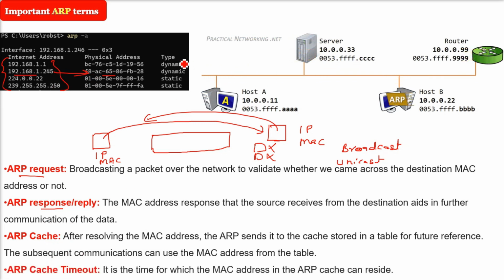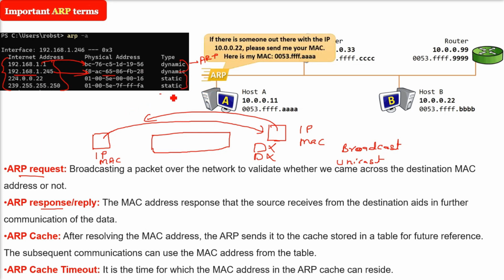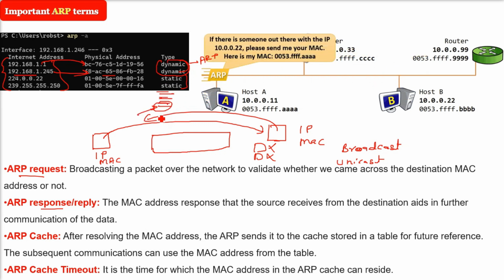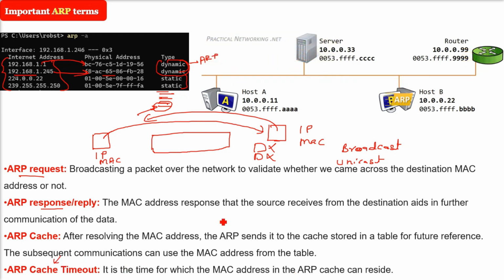Finally, there are multiple dynamic messages here, and at one time it will be too much, so they have to be deleted. How do we delete this dynamic mapping or the cache content? It is the time for which the MAC address in the ARP cache can reside. After that, the dynamic entry will be released. It will be deleted. Static entries will remain there because static is actually inputted by the network administrator. For what time this content will remain here, for the dynamic ones, is the ARP cache timeout.